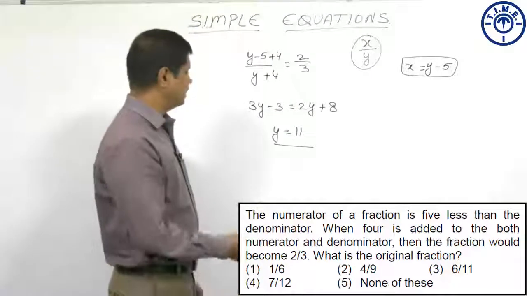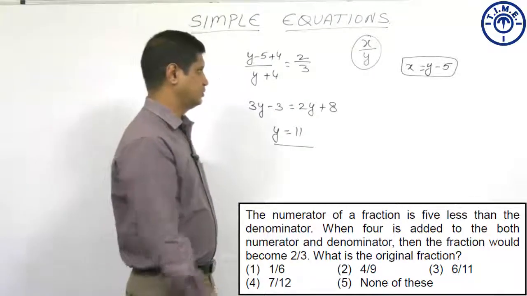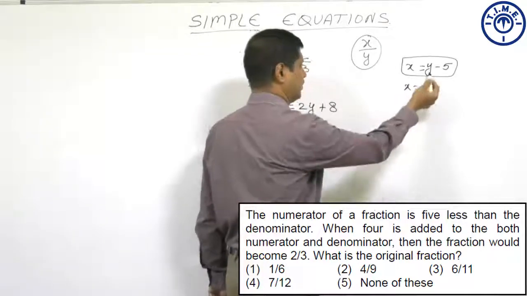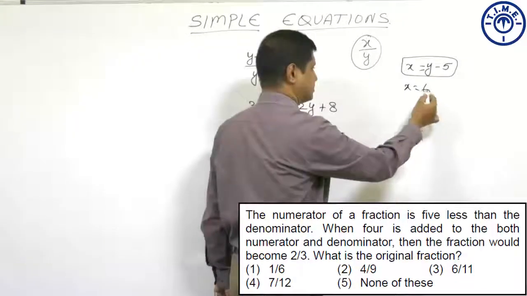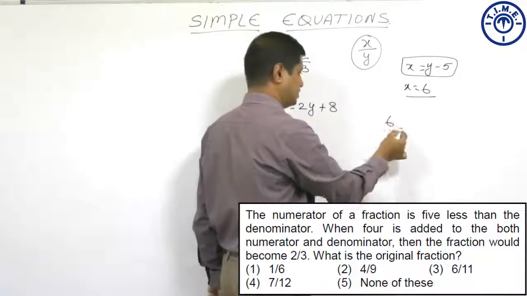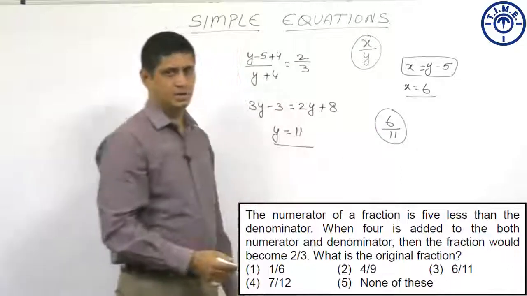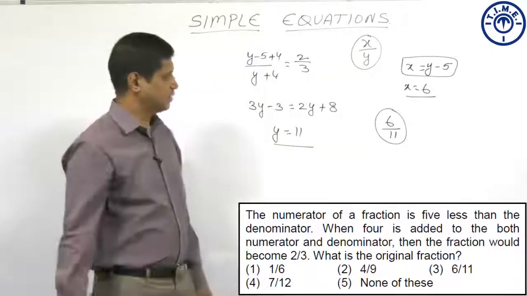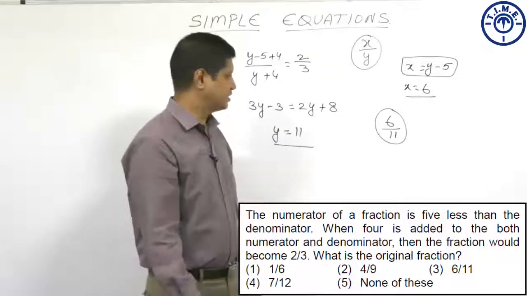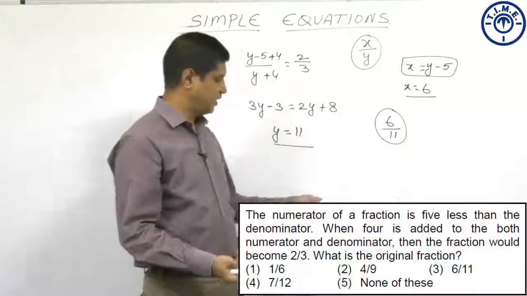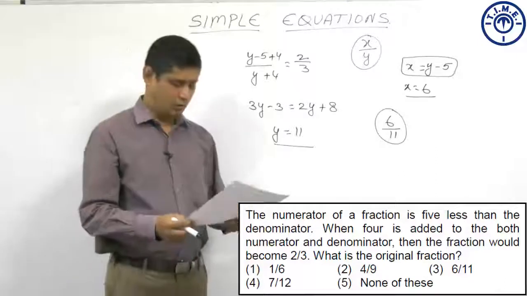The value of y is 11, means what is the x value? When you substitute here, x is equal to 11 minus 5, it is 6. What is the fraction? 6 by 11 is the fraction. Of course, as in the previous example, we discussed the question using options. The same way, again you can answer through options.